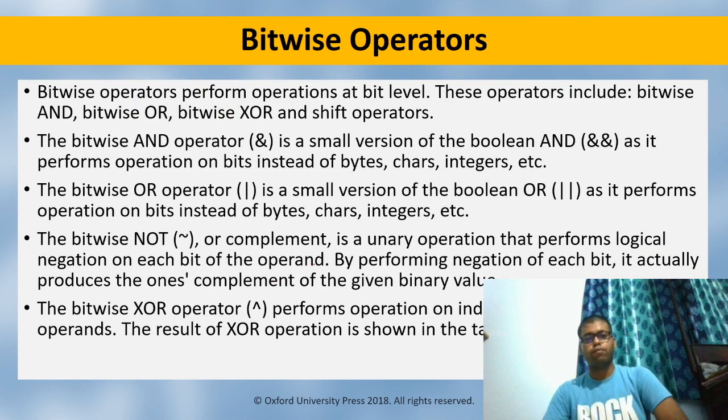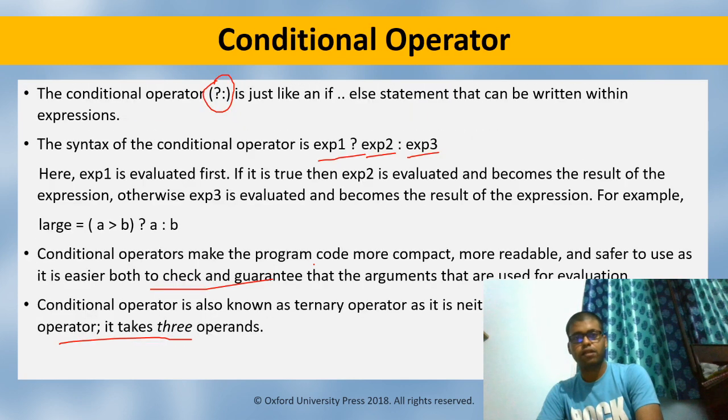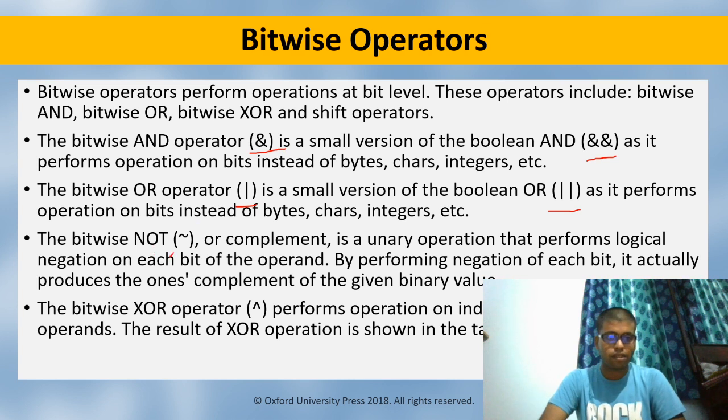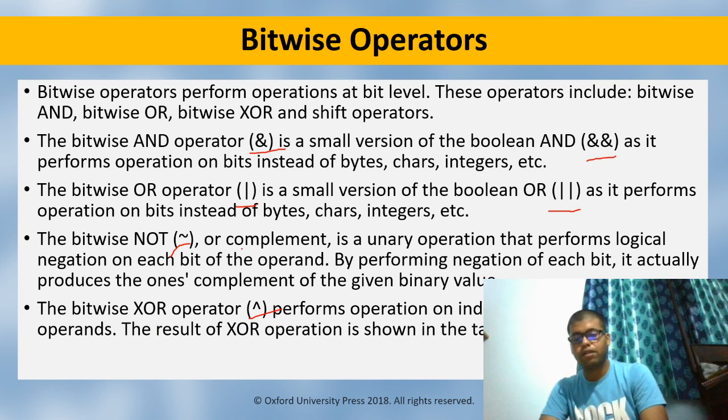Next comes the bitwise operator. It is similar to the previous case, that is, the logical operator. For the logical operators it is double AND and double OR, and bitwise OR is a single vertical line, and bitwise AND is a single AND symbol. Bitwise NOT is this symbol. Bitwise XOR is the upper arrow, the cap symbol. So if we want to perform operations between 1 and 0, or 1 and 1, in that case we will use the bitwise operator.